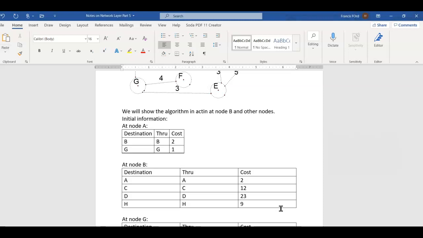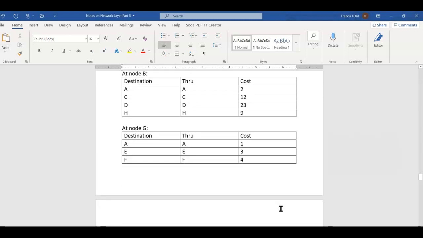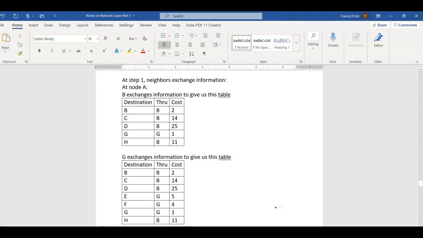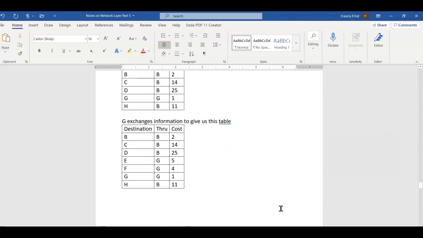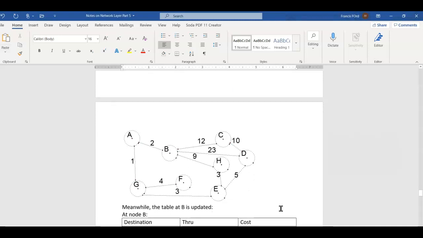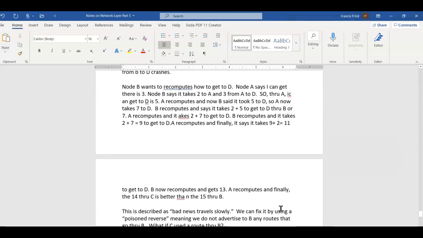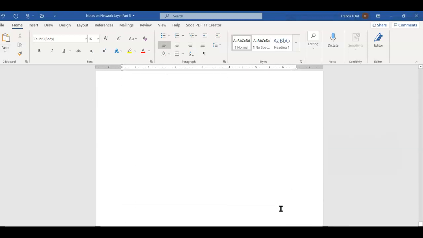So now I've got more information. Oh, pardon me, that was at node B. At node G, I have this. Everybody exchanges information. And I now build up my table at B. Unfortunately, that happens everywhere, which makes this a very difficult algorithm to do simply. You have to keep things everywhere.